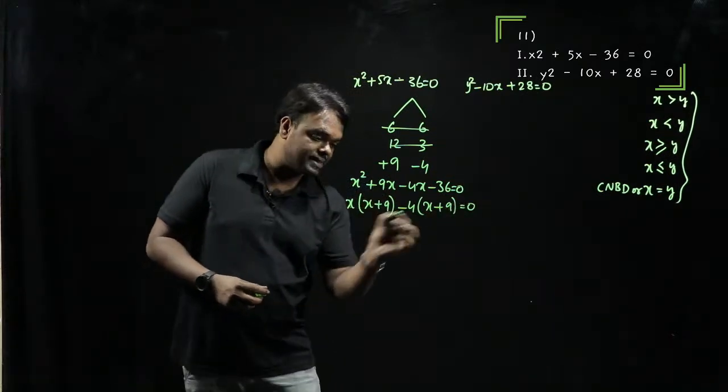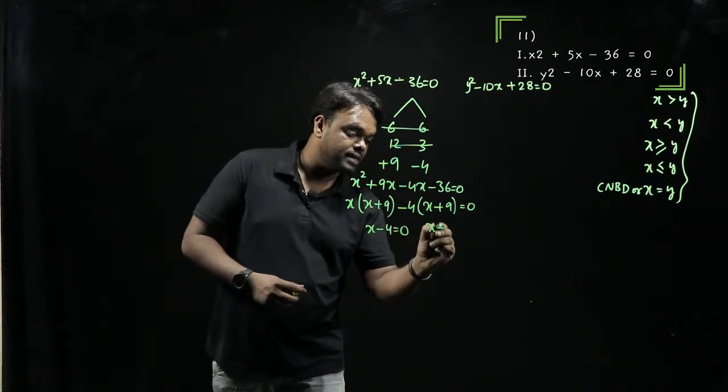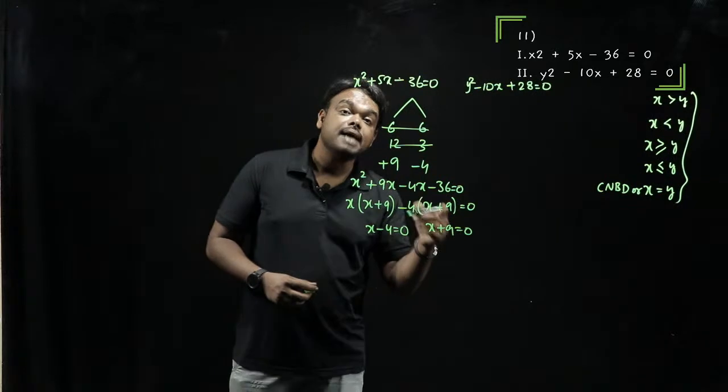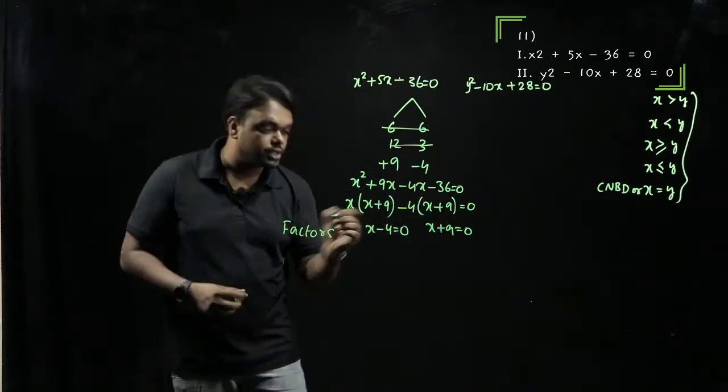One is x minus 4 equal to 0. And the other one x plus 9 equal to 0. So these are nothing but factors. What are they? These are factors of the given equation.